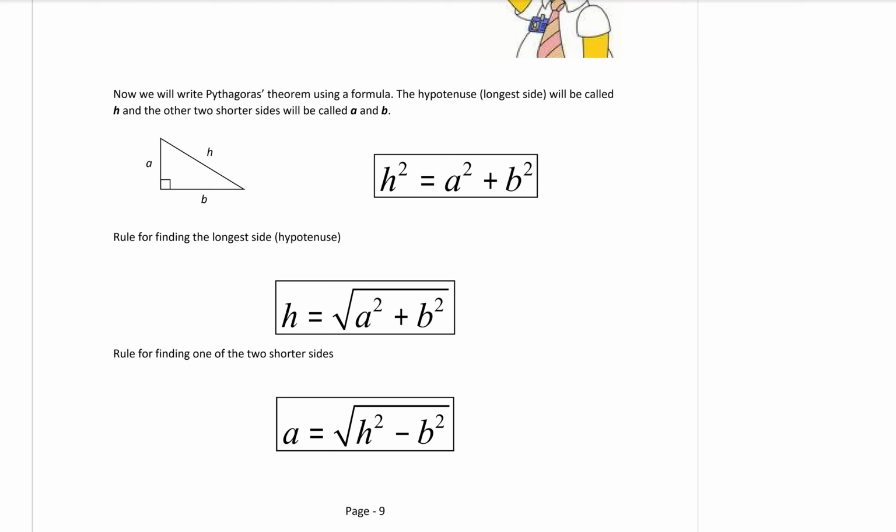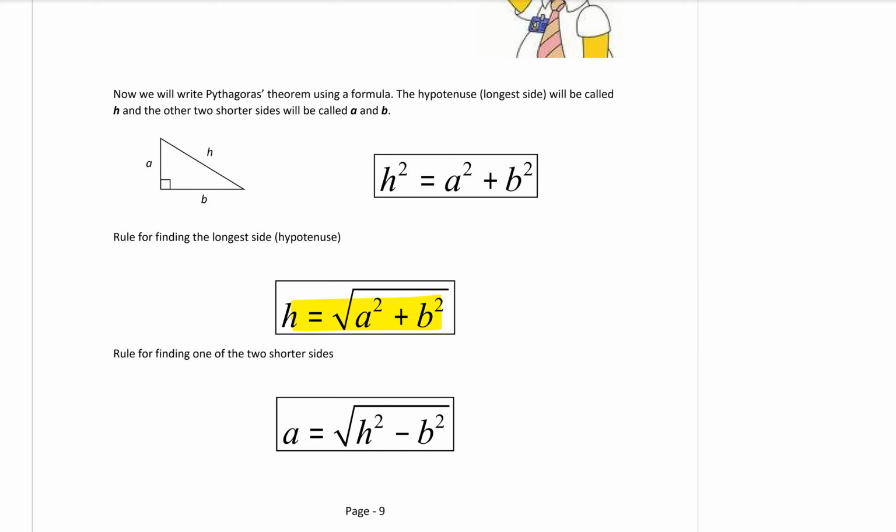So for Pythagoras' theorem, as we just discussed, to save you from rearranging the formula all the time, it's easiest if you can memorize the two bottom ones. If you're trying to find the hypotenuse or the longer side, you're using h equals the square root of a squared plus b squared. Or c if you want to use the c in there.